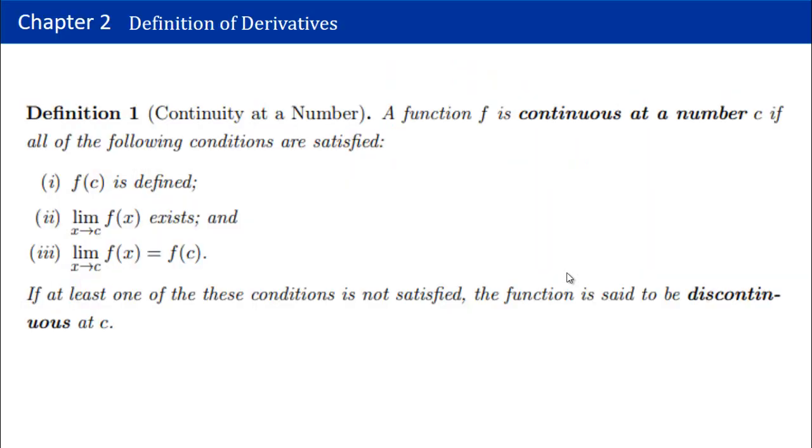We have to define first continuous as a review. Continuous has three conditions to be satisfied. The first is that f of c is defined. That means wala siyang hole. The limit of f of x exists as x goes to c from the left and from the right. That means they are the same. And that means that f of c is equal to the limit of f of x. If these three conditions are satisfied, then it is continuous. Otherwise, we say it is discontinuous at x equals c.